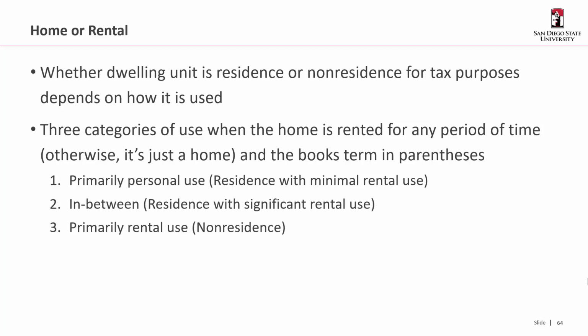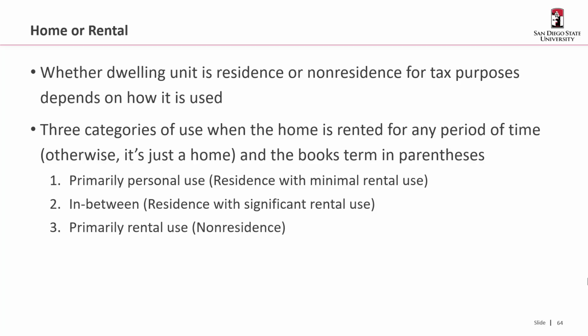And what we're going to see is there's a number of different classifications that we apply to dwelling units. There are 3 of them. And you apply any of these 3 if the home is rented for any period of time at all. Otherwise, it's simply just a home, right? So I've applied my terms, and then I've also used the book's terms in parentheses beside each one. So the 3 categories are primarily personal use, or as the book says, a residence with minimum rental use.